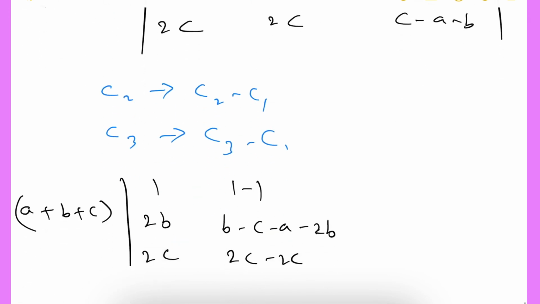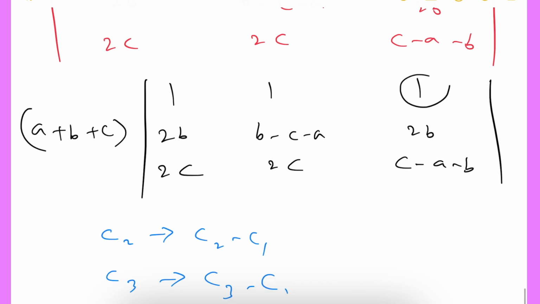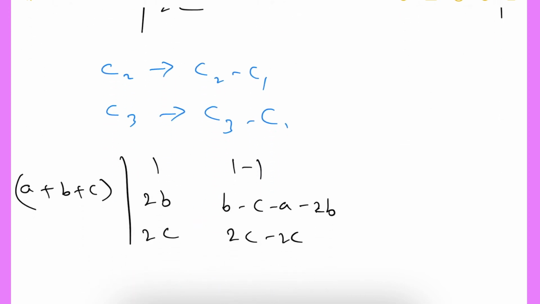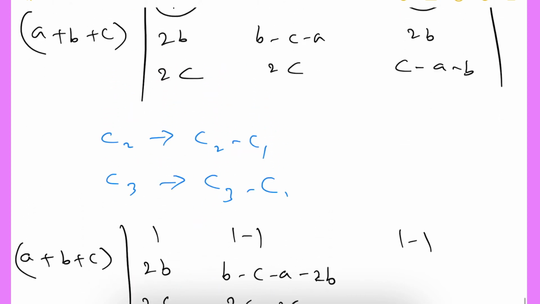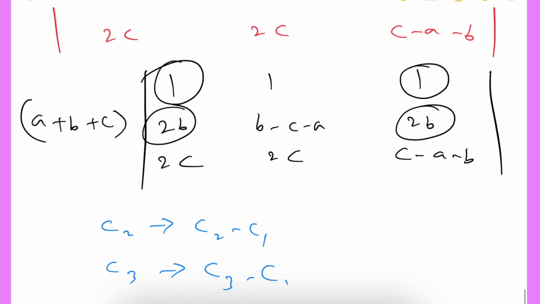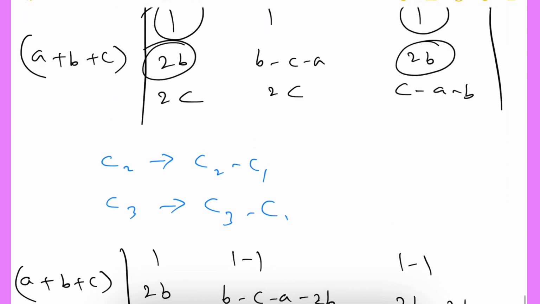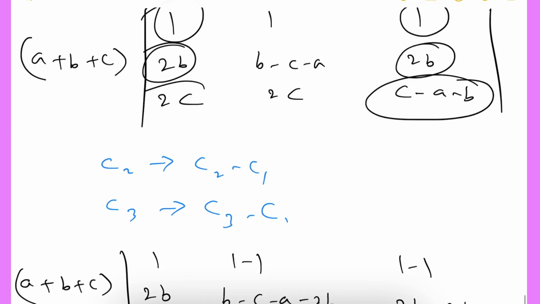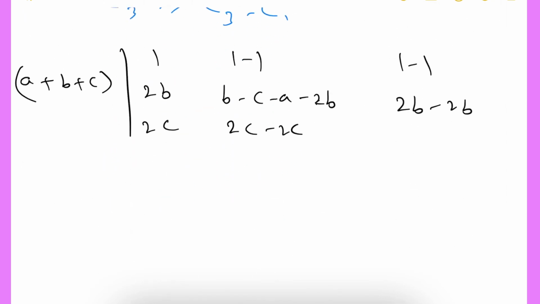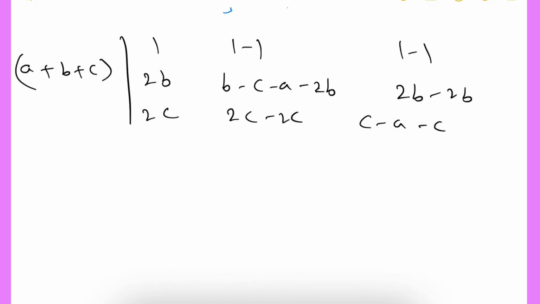So for the third column also I am going with C3 minus C1. So then it will become C3 minus C1. 1 minus 1, here 1 minus 1. Then comes 2B minus 2B. Then the last element, C minus A minus B minus 2C.